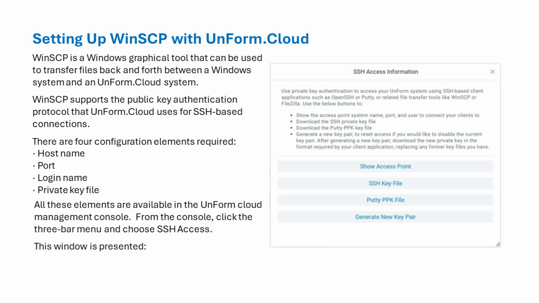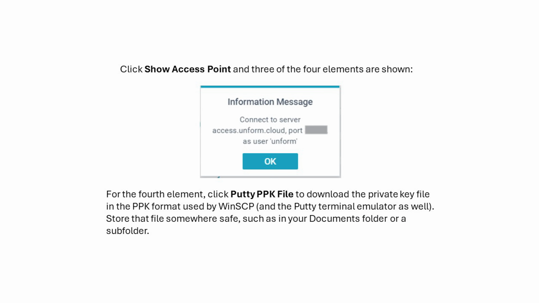There are 4 configuration elements required: host name, port, login name, private key file. All these elements are available in the UnForm Cloud Management console. From the console, click the 3-bar menu and choose SSH Access. This window is presented. Click Show Access Point and 3 of the 4 elements are shown.